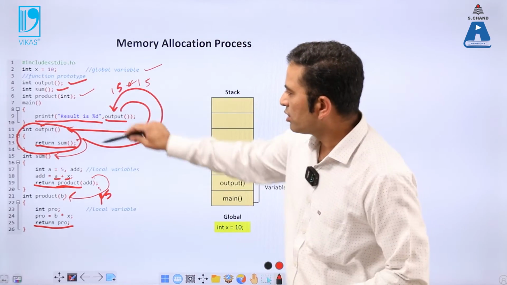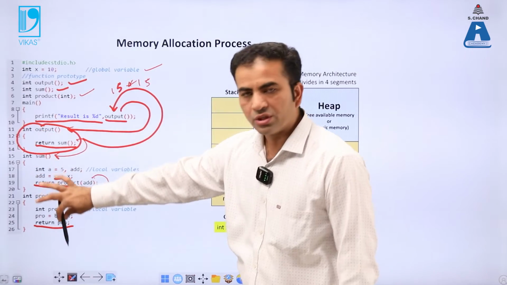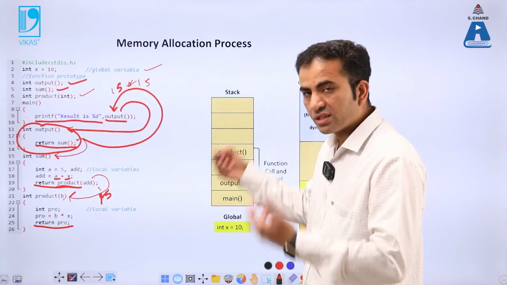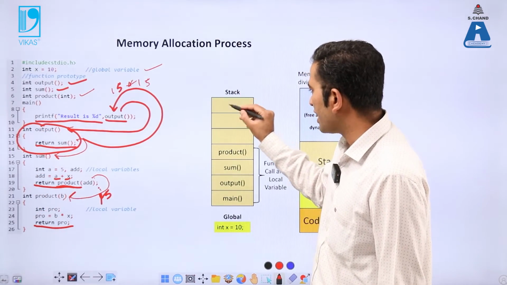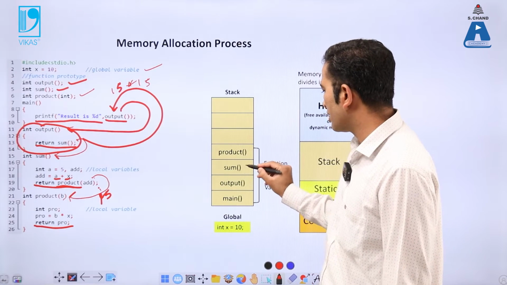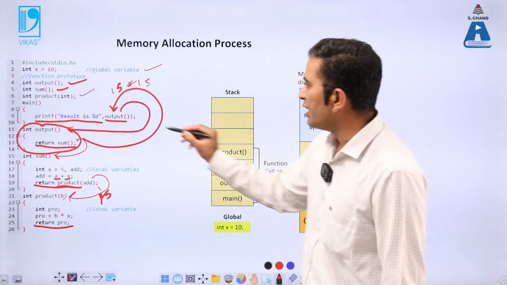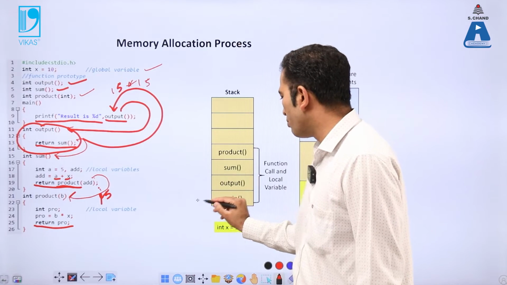How is this going on? All these are different user defined functions. All the functions are assigned memory in a stack: the product function, sum function, output function and main function. Initially the main function was called, so main was called.